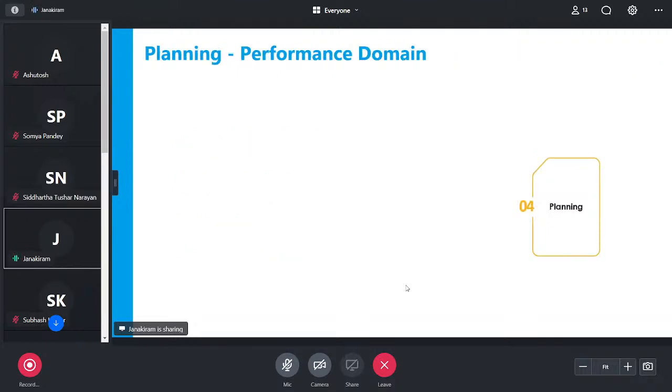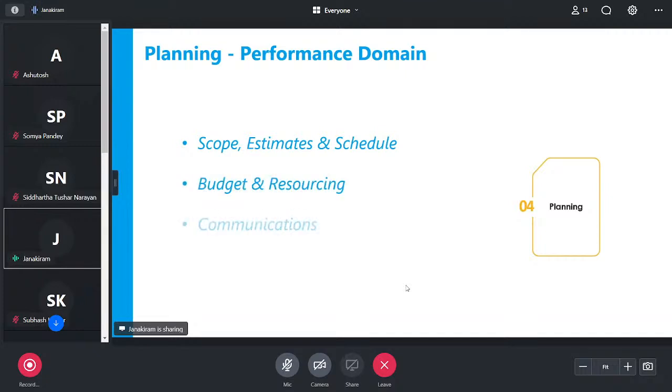All your planning activities come under the planning performance domain. Now, I'll be giving a slide at the end of this. You may be seeing similarities between knowledge areas and performance domains. So they have regrouped it to make logical sense for more modern projects. So your planning can be scope planning or your estimates or schedule planning, your budgeting and resourcing, communications plan, change management. So all these come under the planning performance domain.